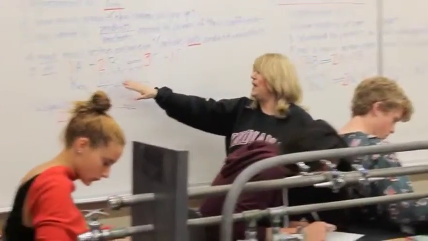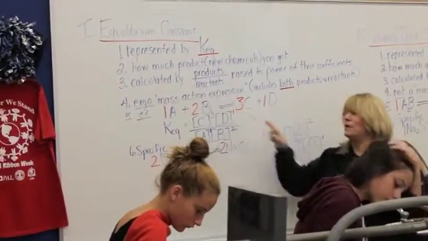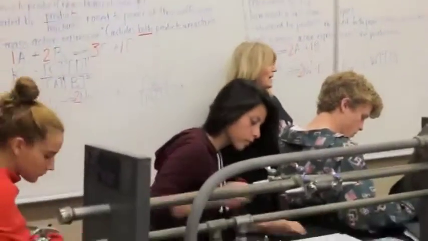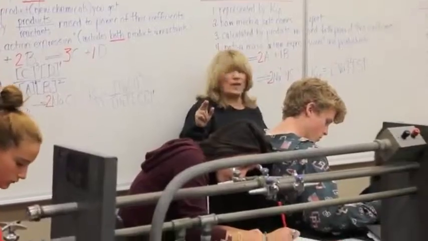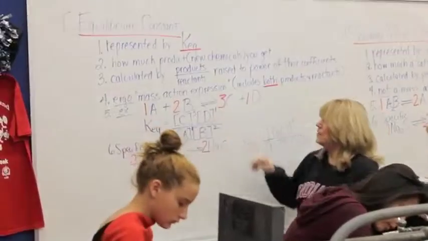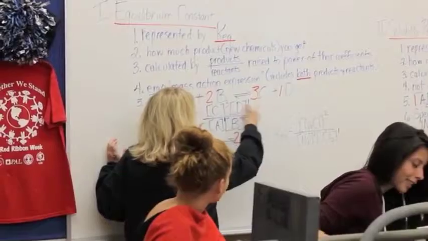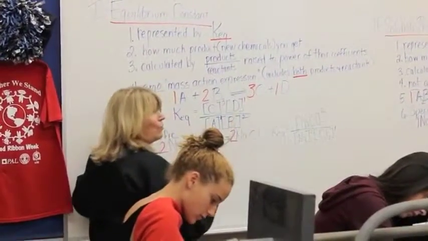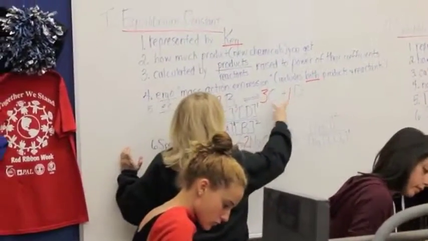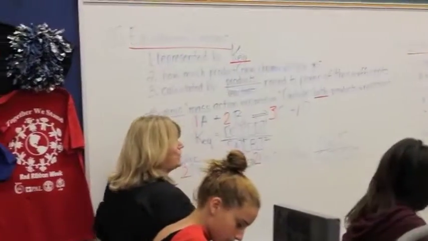An example: if you have A plus 2B yield 3C plus 1D, now you see my arrow going back and forth. We don't say yield anymore. For equilibrium reactions, we say in equilibrium with. Here's a specific example, and we would set it up like this. Here's the product of the products, and can you see they're raised to the power of their coefficients?